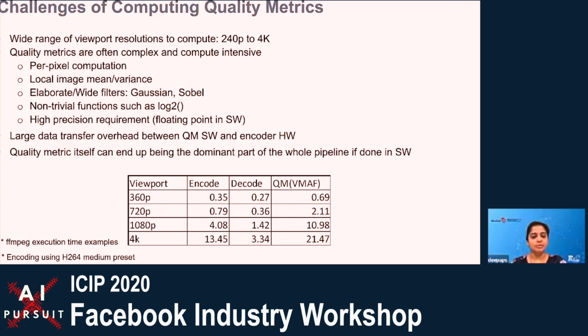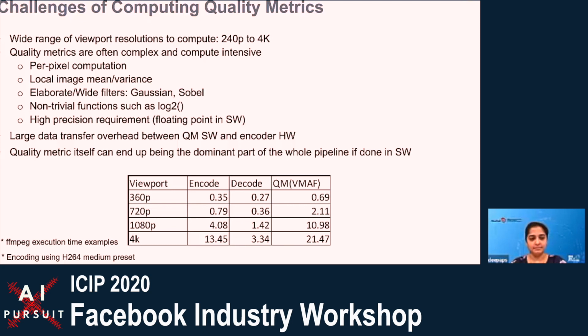Quality metrics is often very complex and it's computed for a wide range of viewport resolutions. Most of these metrics require a per pixel computation, computing components like the local mean and variance, using very elaborate or wide filters like the Gaussian and Sobel filter, using operations like the logarithm operation, also the requirement for very high precision using floating point arithmetic.